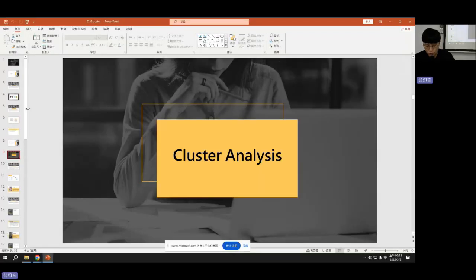Today we are going to talk about cluster analysis. Our goal in this course is to teach you how to segment a big amount of data, or a big amount of samples. So we can do the segmentation and the categorization based on cluster analysis.